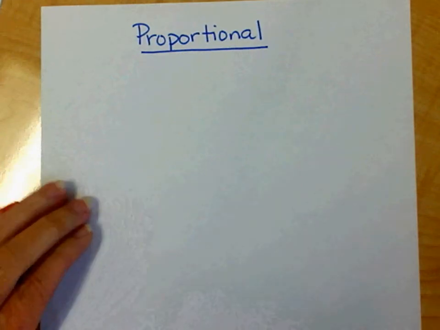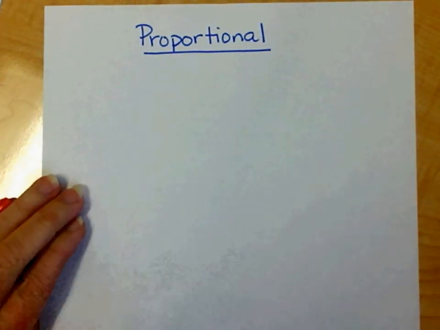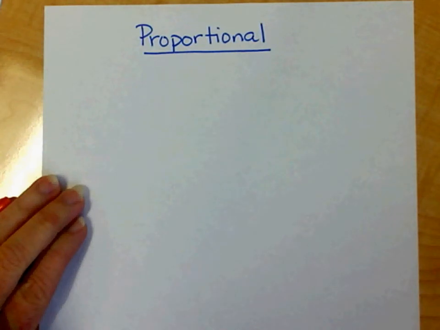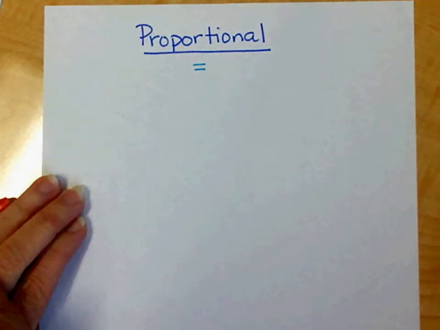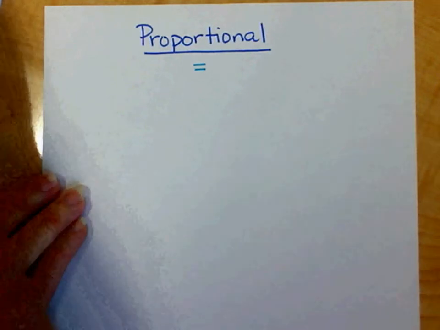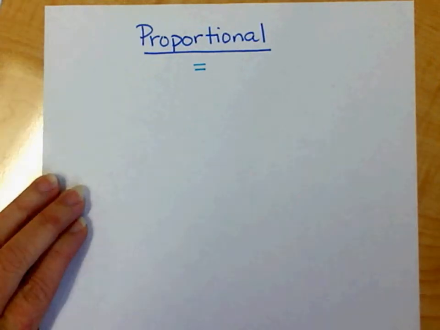Today we're going to talk about the word proportional. When we think about the word proportional in relationship to ratios, proportional meaning, is it equal to one another? So we're going to set up a ratio and we're going to determine whether it's equal to one another.